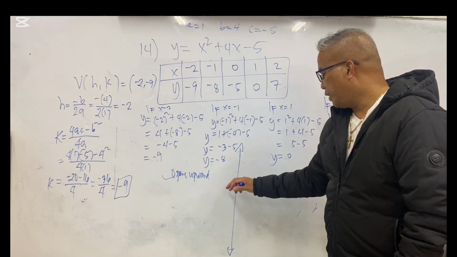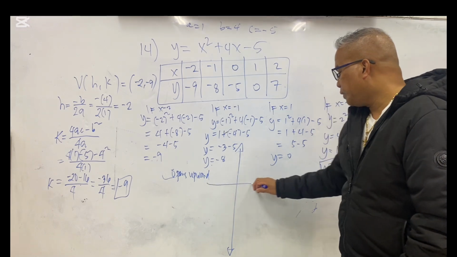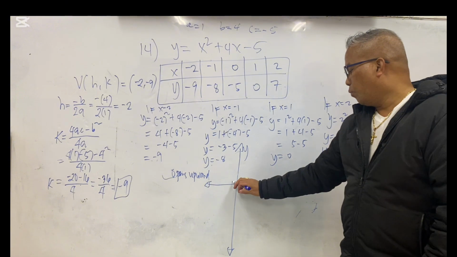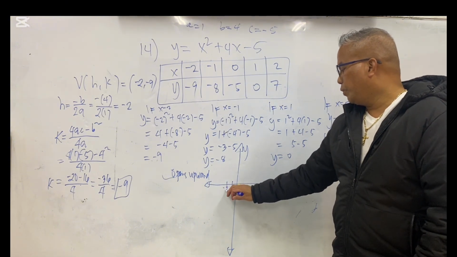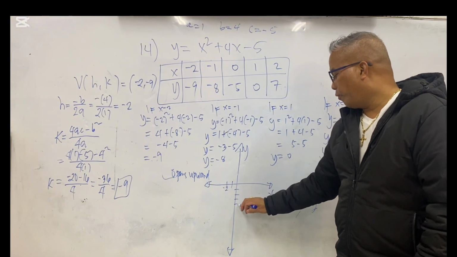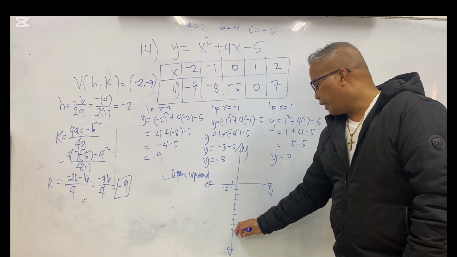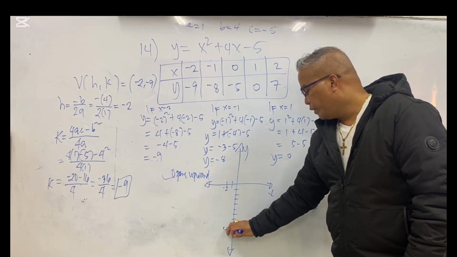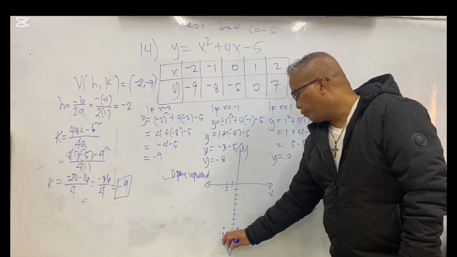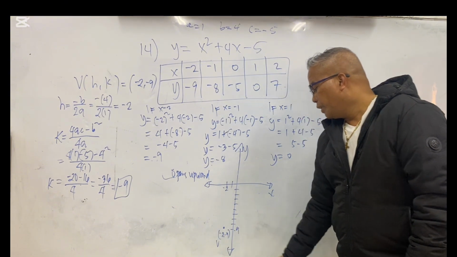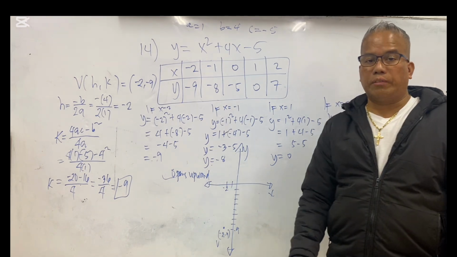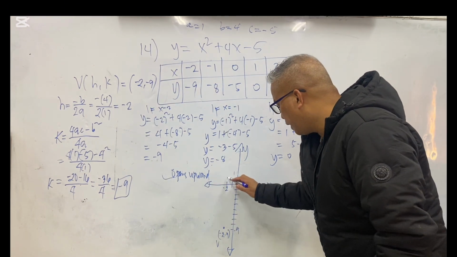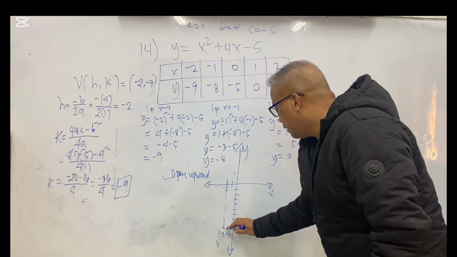Let's say this is the y-axis and this is the x-axis. 1, 2, so this is negative 2. Then 1, 2, 3, 4, 5, 6, 7, 8, 9, so this is negative 9. So the vertex is somewhere here: negative 2, negative 9, which is the vertex. And at the same time, the axis of symmetry is here. This is the axis of symmetry.